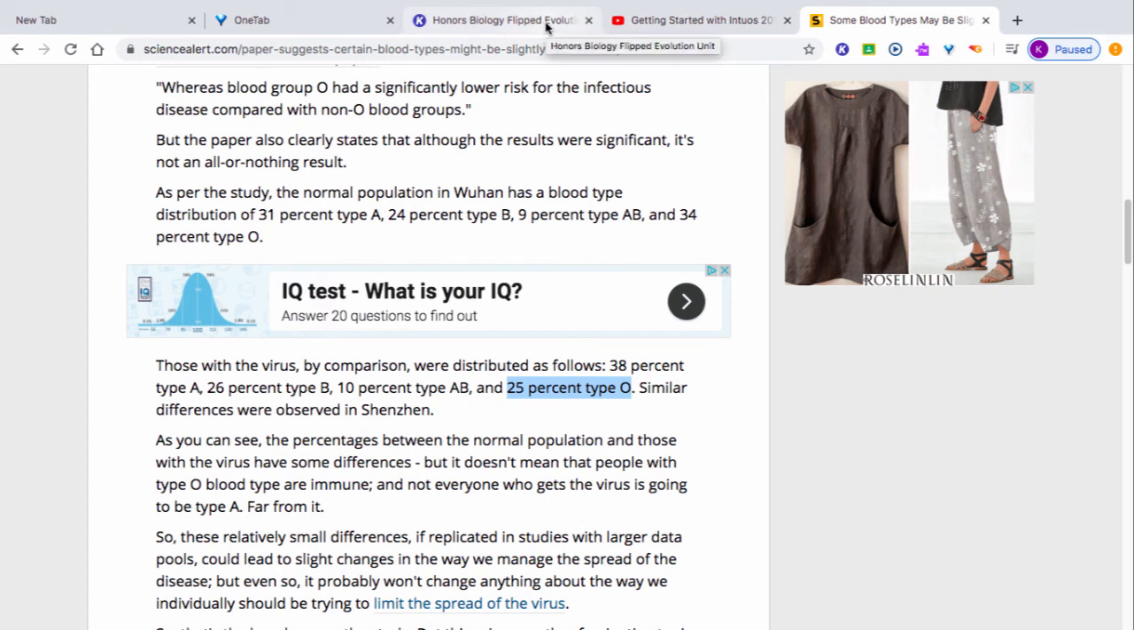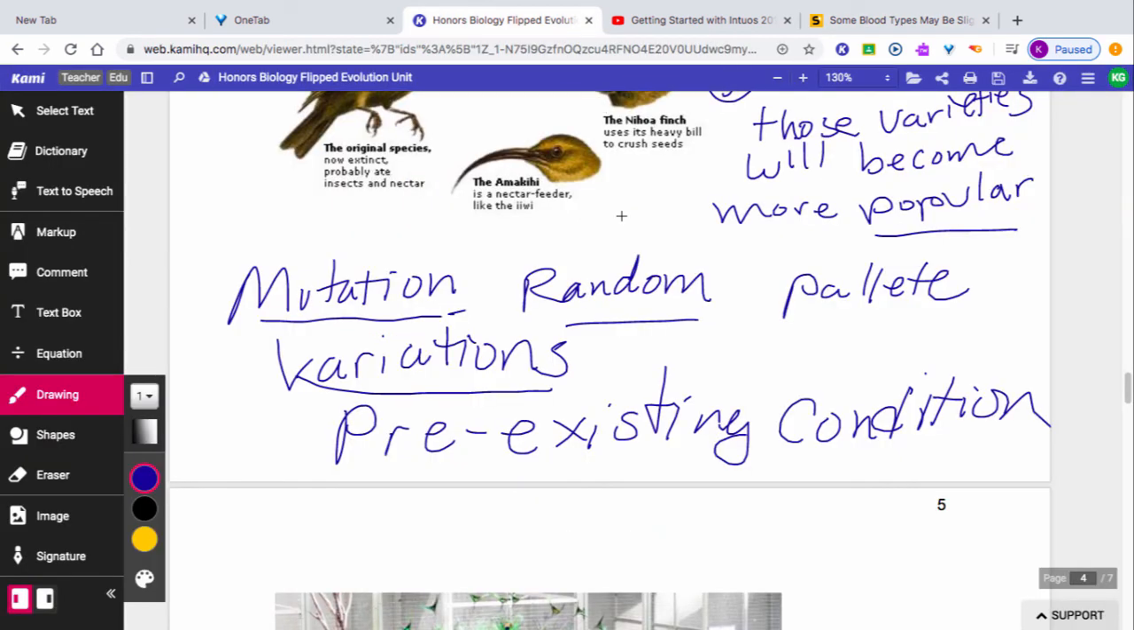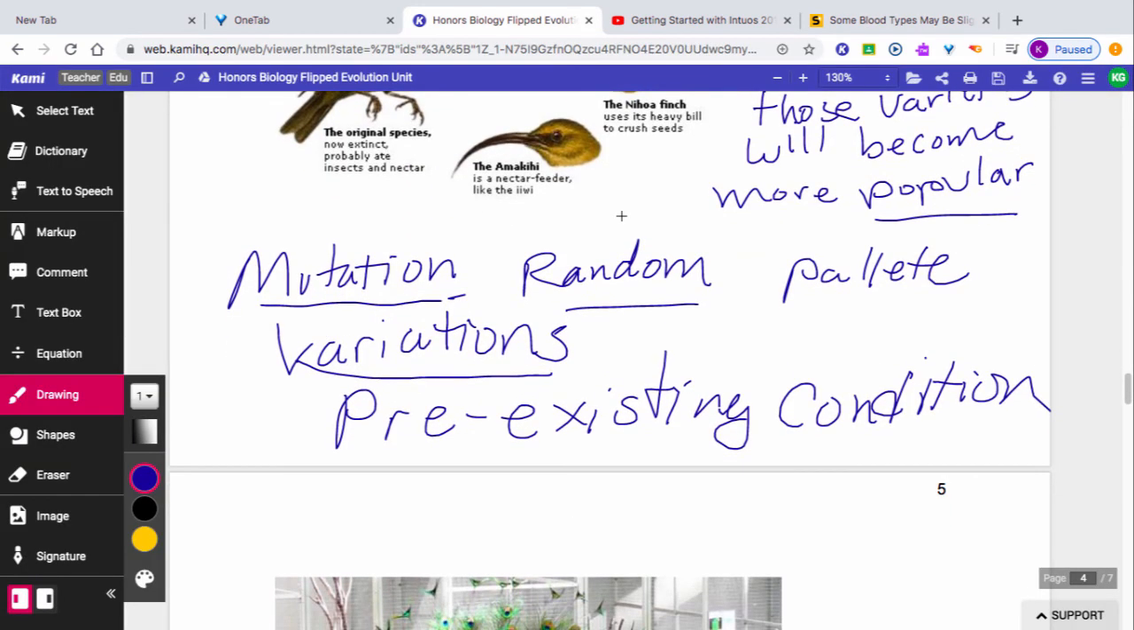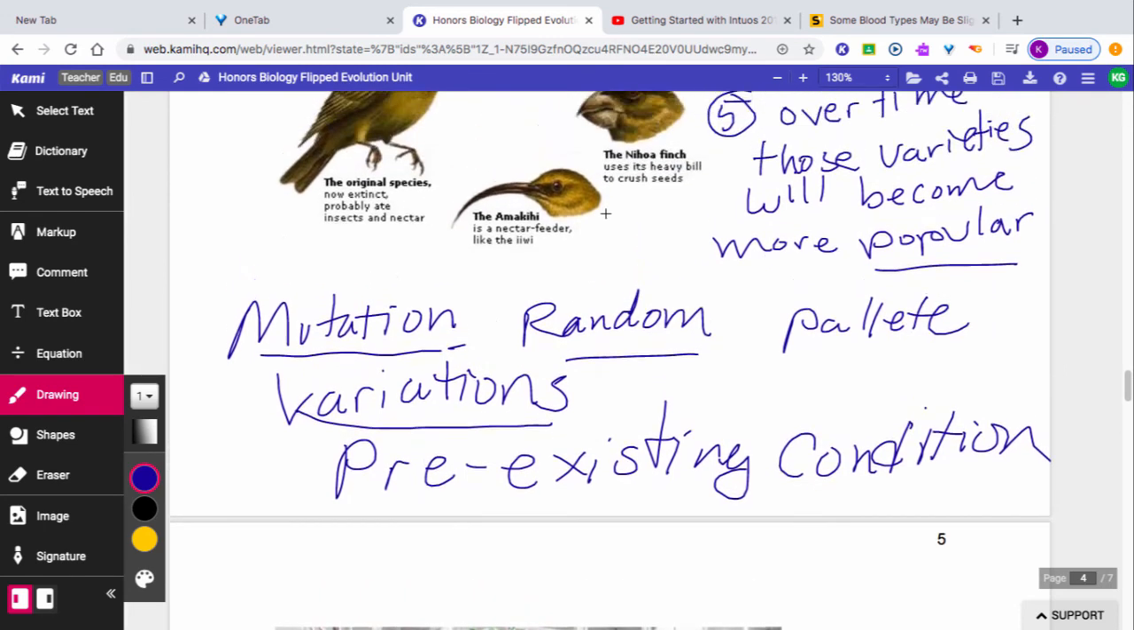That's not good to have, so I'm going to mutate myself to be type B. I mean, we understand that, but I just want you to keep in mind that the environment itself doesn't cause the mutation. It's not like the environment favoring one blood type or another is going to cause people's blood types to change. We understand that mutations are random events. They're not driven by particular things in the environment, if that makes sense.